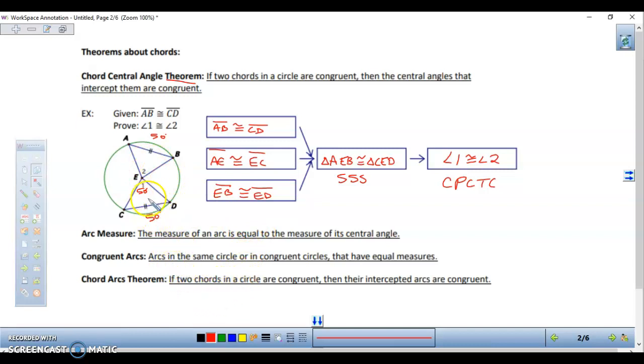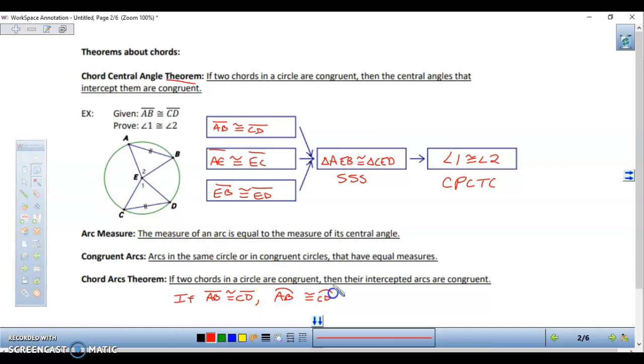And then the last thing on this little page is if two chords in a circle are congruent, just like this diagram up here, then their intercepted arcs must be congruent. So in this diagram, if I know that AB is congruent to CD, which it totally is because they're marked congruent, that means that those arcs that are intercepted by those chords are congruent. So if AB is congruent to CD, that means arc AB has to be congruent to arc CD.